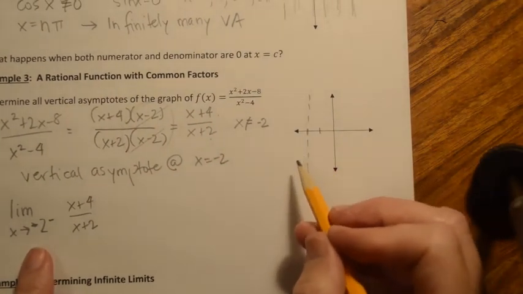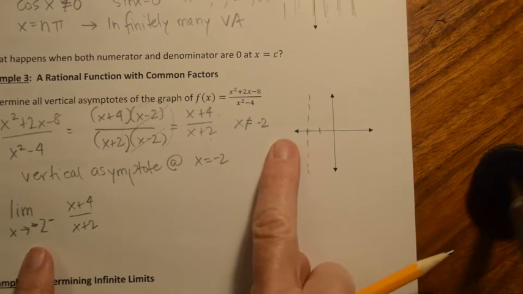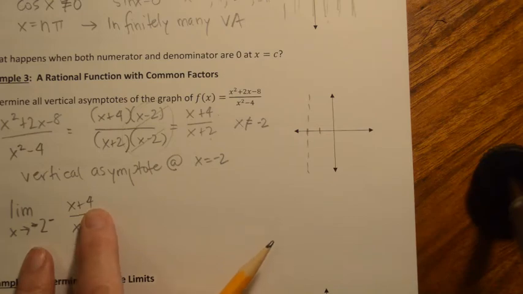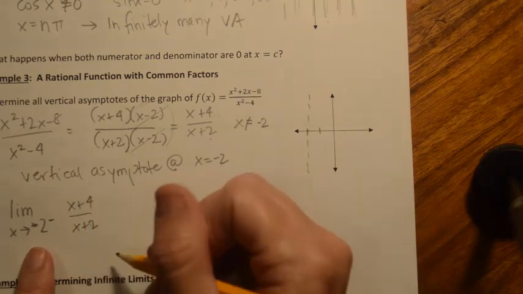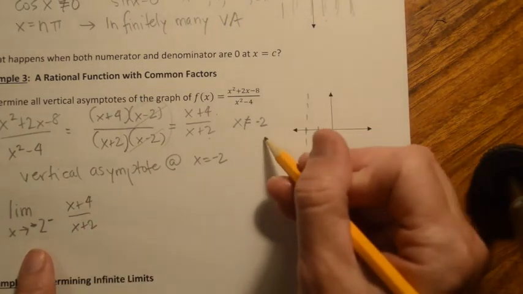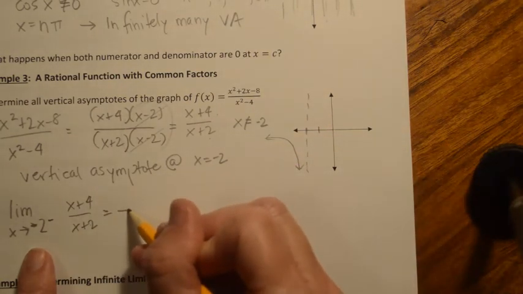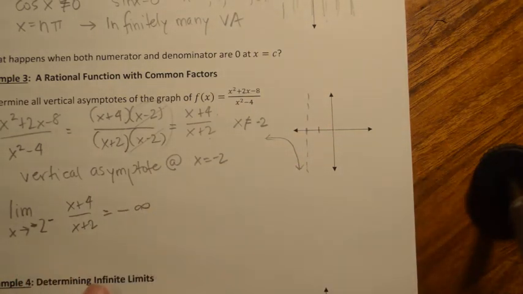As I approach negative 2, so again, let me say something like negative 3 and see what happens. If I plug negative 3 in here, negative 3 plus 4 is 1. Negative 3 plus 2 is negative 1. So this is going to end up being negative, which means that the whole thing is heading in the negative direction. So this is going to go towards negative infinity.